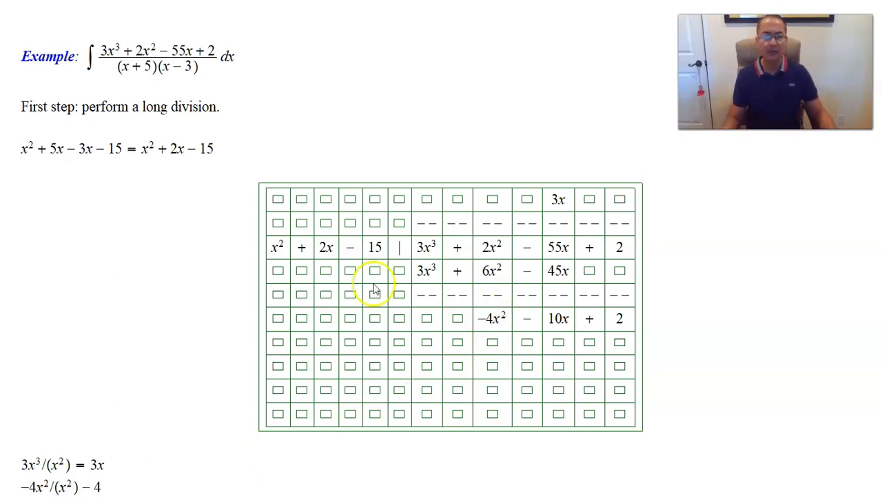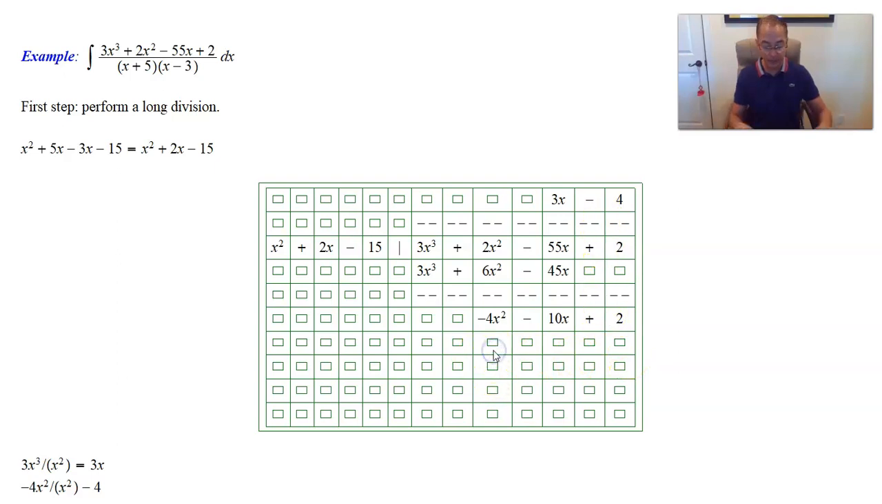You can probably do this step mentally. A lot of times the highest term in the denominator is 1 something, 1x squared, so it's easy to divide. So that minus 4 will go into the quotient. So we have minus 4 up here. Next step, we're going to distribute the minus 4 to the denominator and put that into a new bottom line.